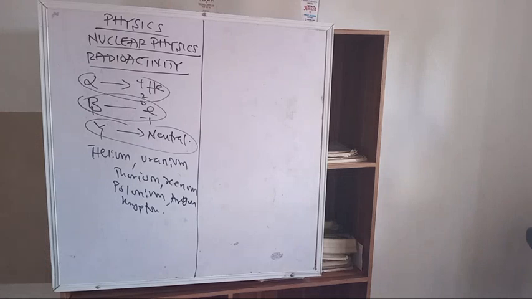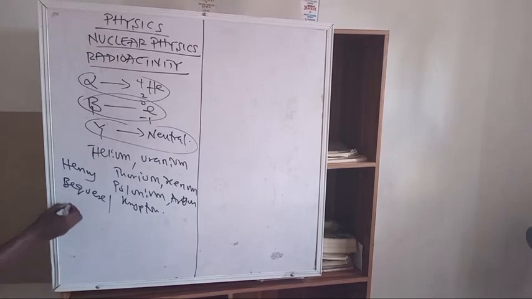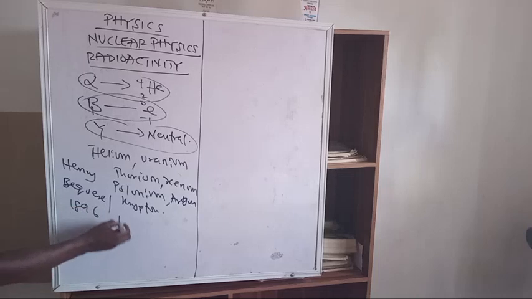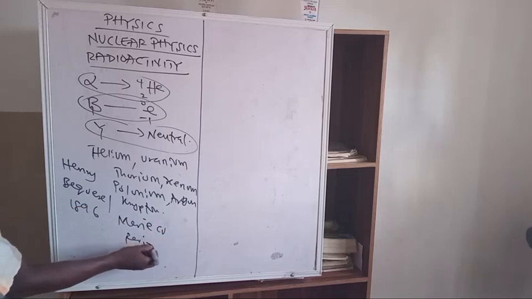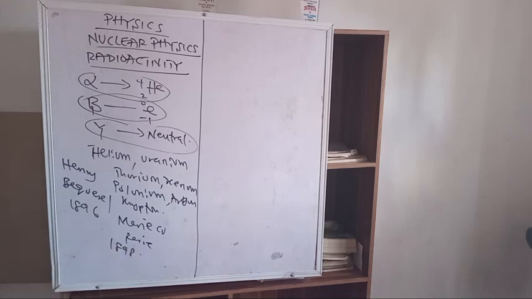The first study of radioactivity was done by Henry Becquerel in 1896, which Marie Curie and Pierre Curie later completed in 1898. That is two years after 1896. That is the introduction to radioactivity.